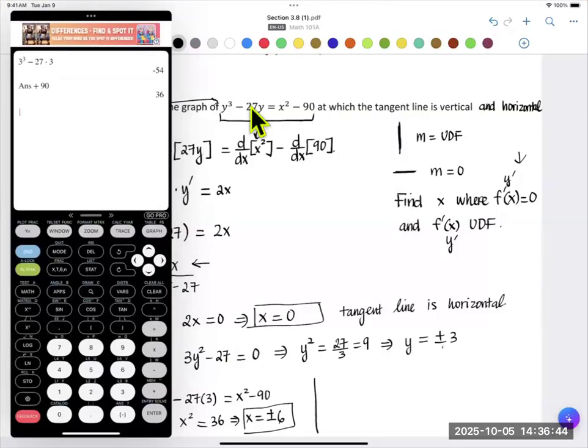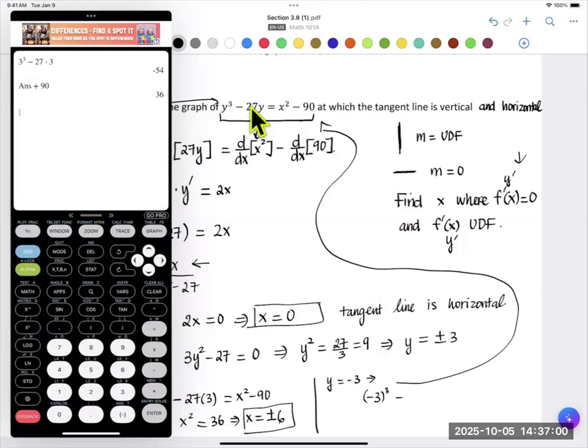Now we still have one more value, which is y equals negative 3. So now let's try putting y equals negative 3 in here. We have negative 3 to the power 3 minus 27 times negative 3 equals x squared minus 90. So we have negative 3 to the power 3 minus 27 times negative 3, and then we add 90, we have x squared equals 144, with x equals plus and minus 12.